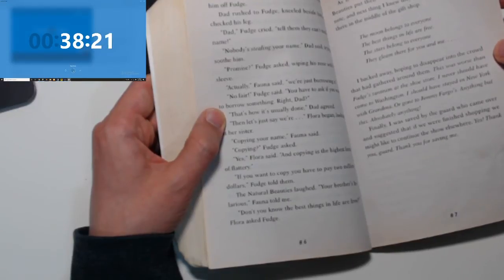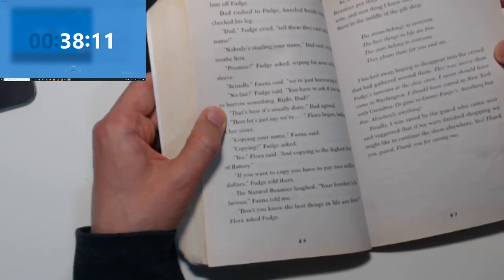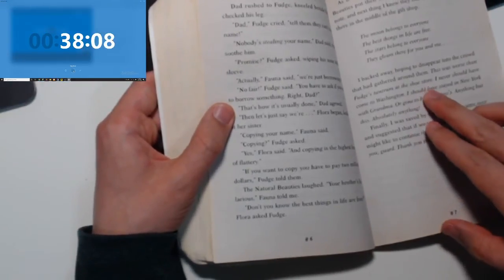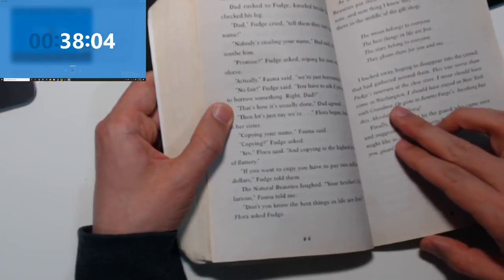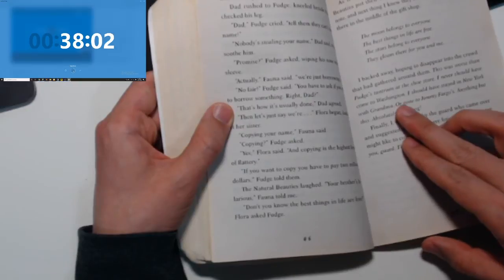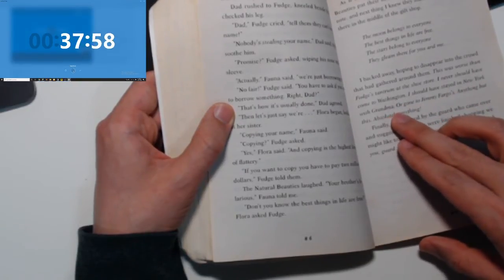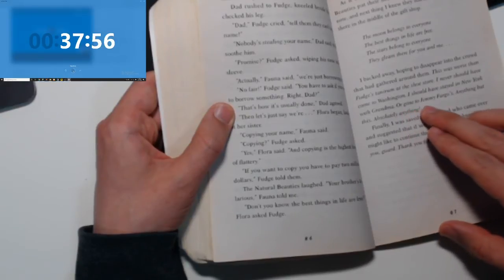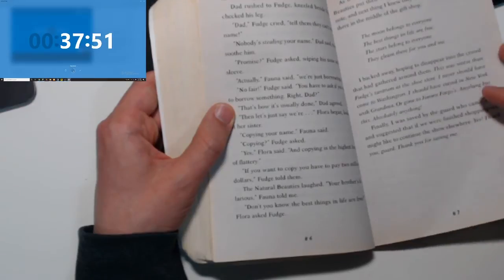I backed away, hoping to disappear into the crowd that had gathered around them, and this was worse than Fudge's tantrum at the shop store. I never should have come to Washington. I should have stayed in New York with their grandma or gone to Jimmy Fargo's. Anything but this, absolutely anything.